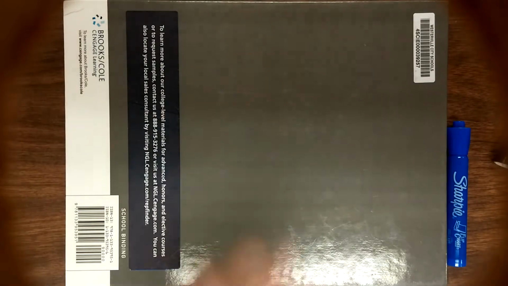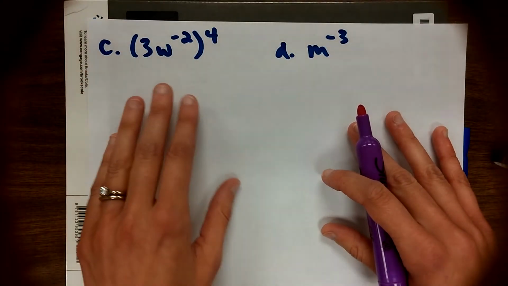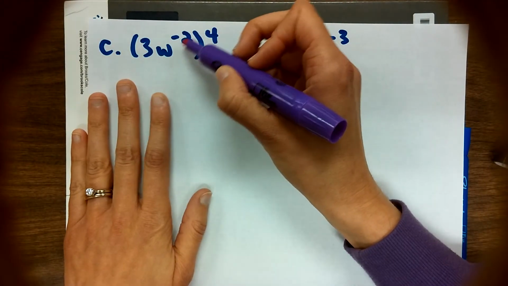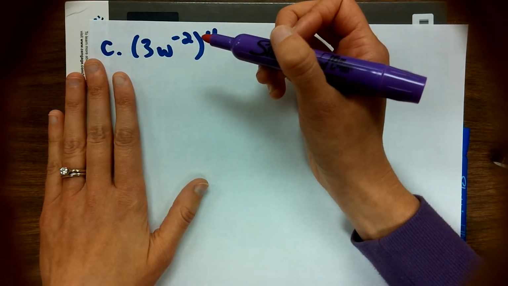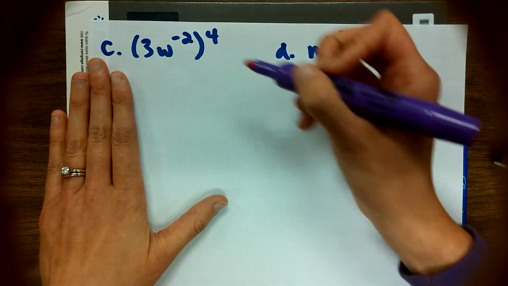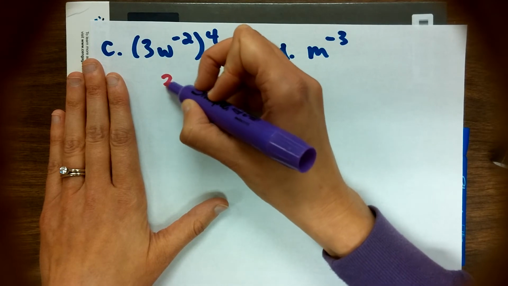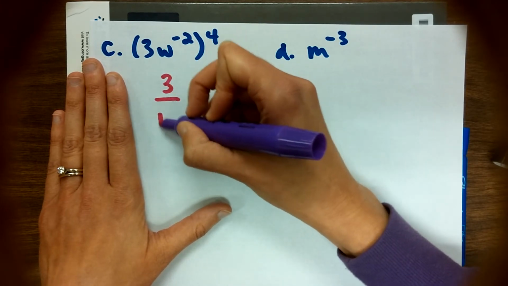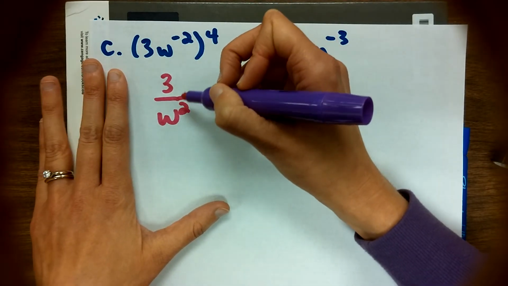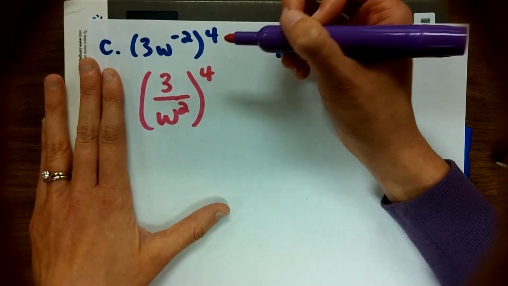And then for part C, with this one, I think what I'm going to do first is simplify what's inside the parentheses, because this w has a negative exponent, and that means that I want to rewrite this as a fraction and move the w to the denominator on the bottom. So the 3 isn't going to move because it doesn't have a negative exponent. The 3 is still going to be on the top, but the w will move to the bottom, and when we do that, the exponent becomes positive. So we have 3 over w squared, but then we still have everything being raised to the 4th power.